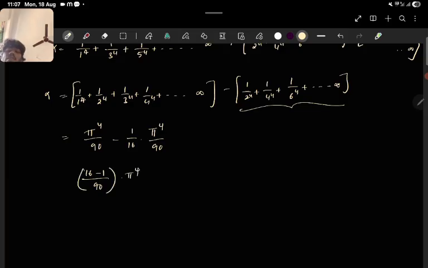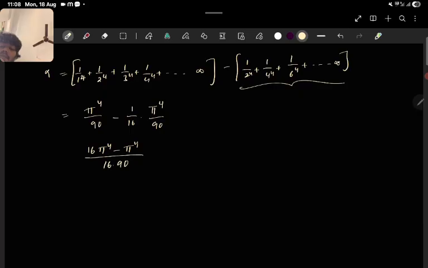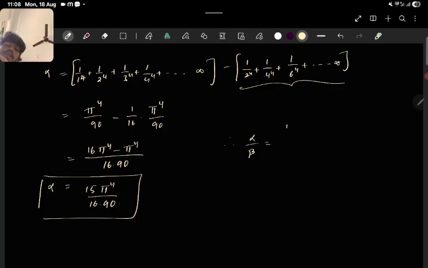Okay, beta, this one only. 16 pi power 4 minus pi power 4 by 90 into 16, which is equal to 15 pi power 4 by 16 into 90. This is what alpha is. So therefore alpha upon beta will be what? 15 times pi power 4 upon 16 into 90, divided by pi power 4 upon 16 into 90. 90, 90, 16, 16, pi power 4, pi power 4 cancel. So the answer is 15.